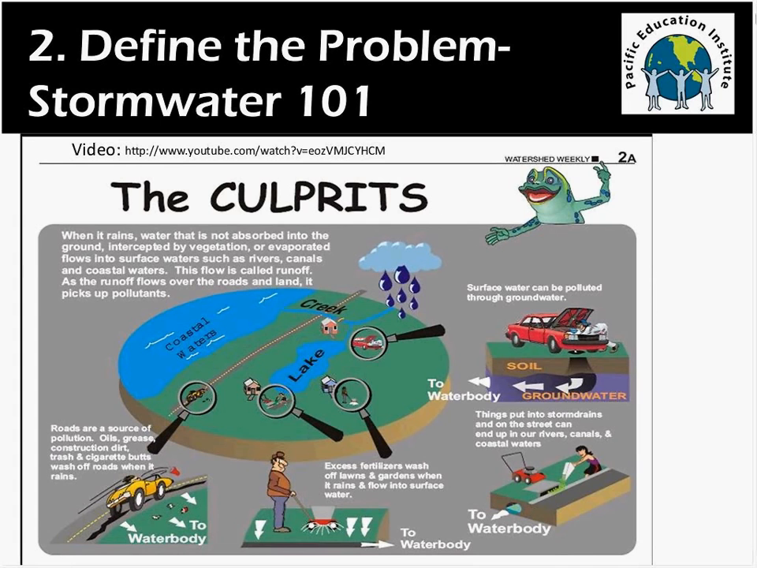And this slide also shows you what are the culprits in terms of stormwater runoff. So down in the corner you see the roads are a source of oil and grease, construction dirt, trash, washing onto the road, and then they go to the water body. There's excess fertilizers on our lawns and herbicides. There's also groundwater, and surface water can be polluted through groundwater. So all of those things are what we call the culprits, or things that can happen to our lakes and streams, be carried through the stormwater runoff, and affect our waters.